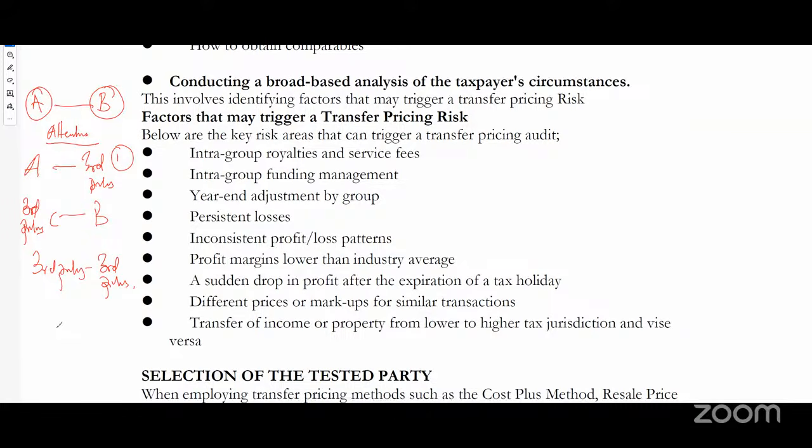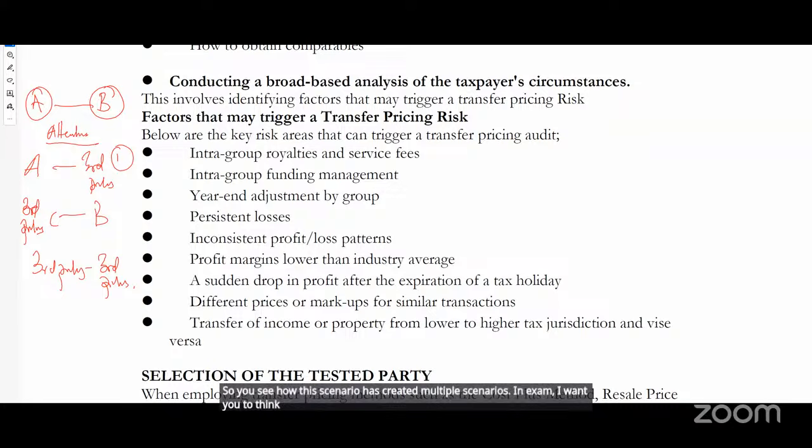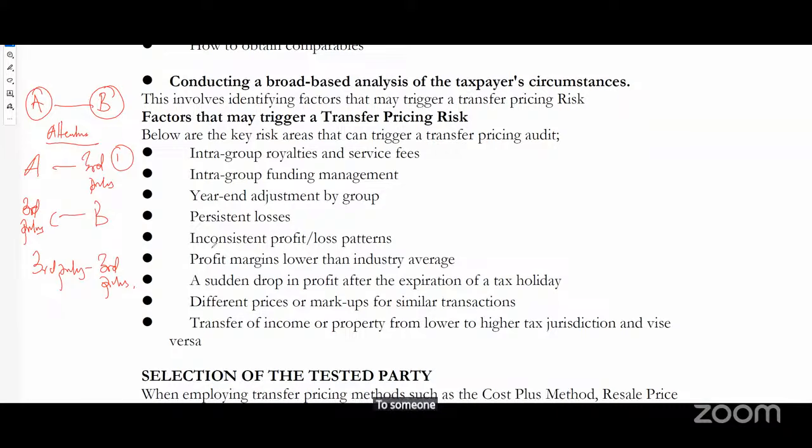Yes. So you see how this scenario has created multiple scenarios. In the exam, I want you to think like that. Anytime they say identify the controlled and uncontrolled transactions from the scenario, you create it. If one is buying from the other, it can buy from someone else. You can also sell to someone else. Two someone else's can also buy and sell amongst each other. Do you get it? Makes sense.